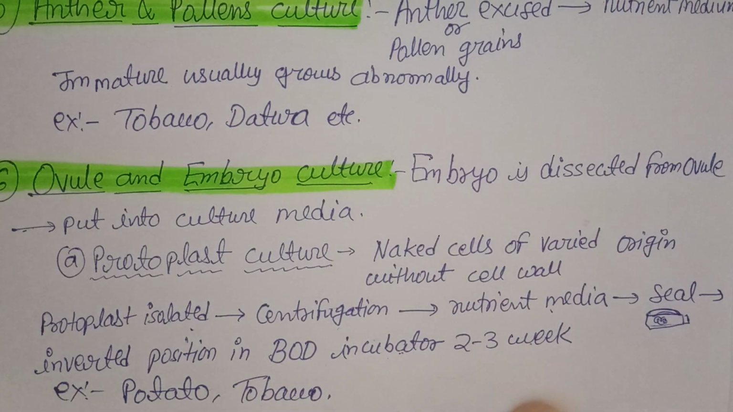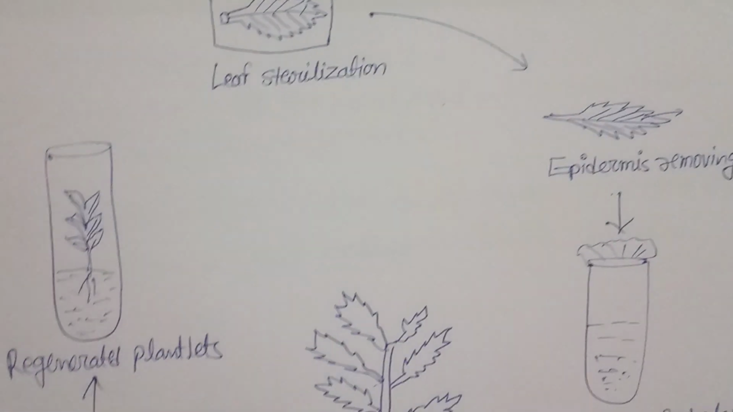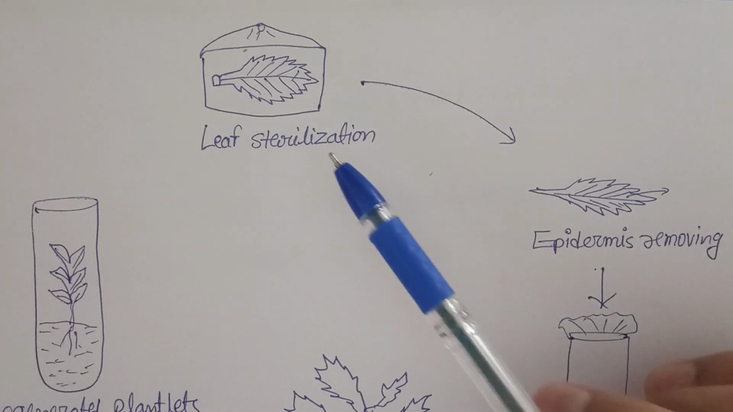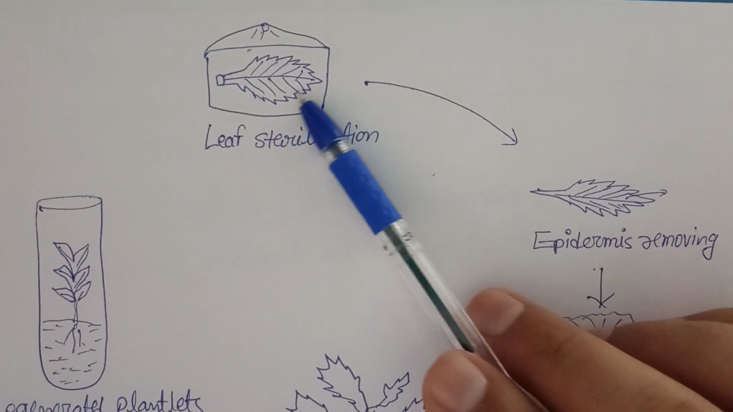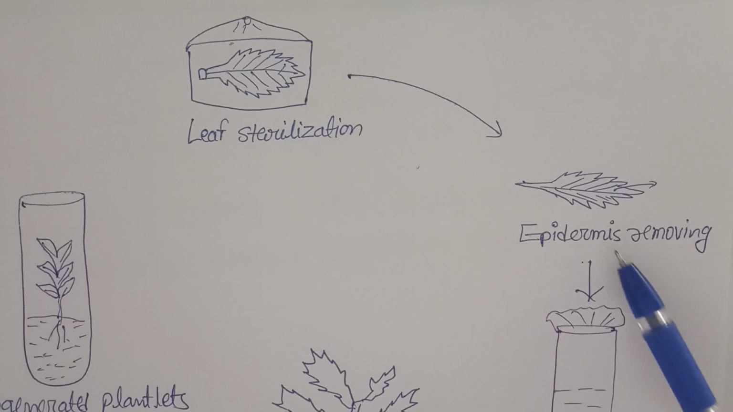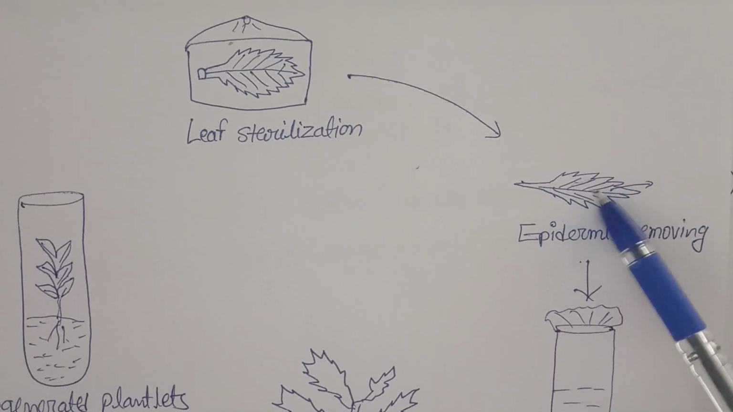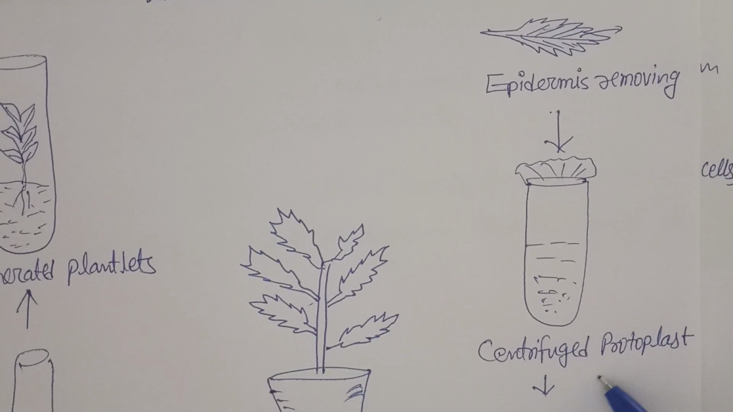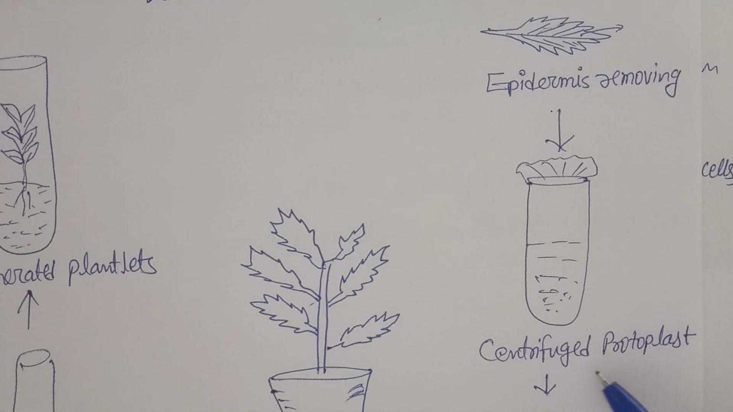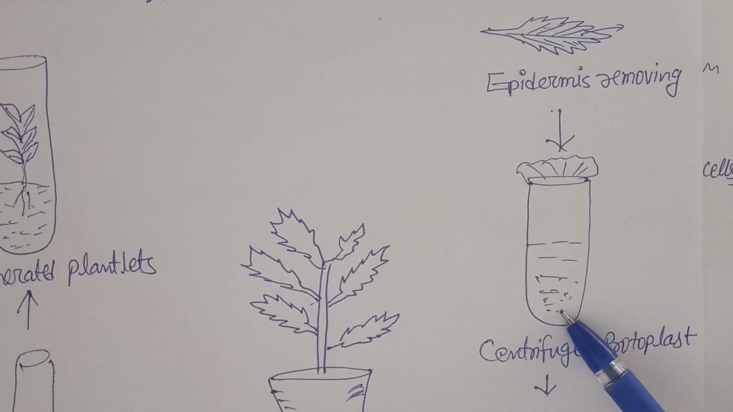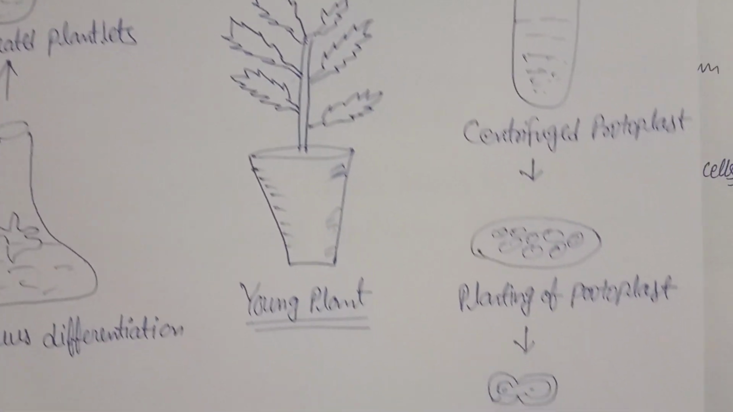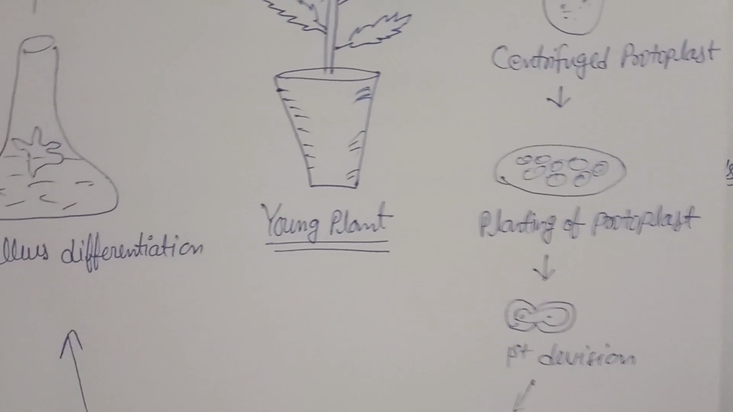So let's have a brief on the protoplast culture. When we talk about protoplast culture, there are certain steps, right? Whatever leaf we are going to select has to be sterilized properly, right? Then the epidermis has to be removed, the upper epidermis. After removing the epidermis, we put the leaf into the centrifuge, right? Once you centrifuge, the cell wall is going to break down and the cell will be exposed. Those are called protoplasts. That protoplast we have to plant.